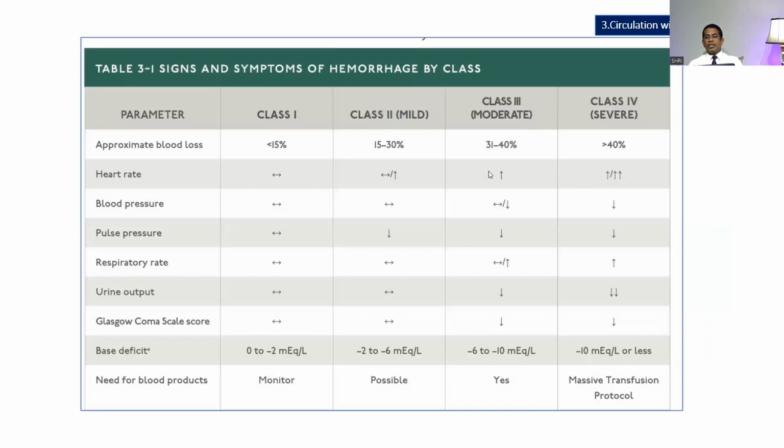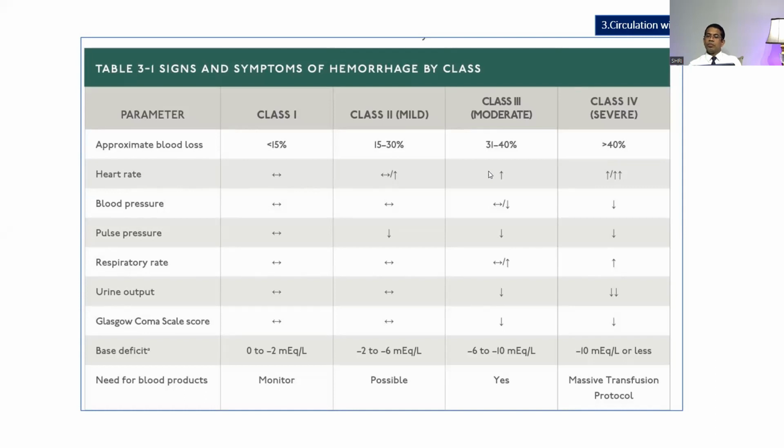Okay, this is how you define the classes of shock. You know by your final MBBS knowledge, there are 4 classes of shock: mild, moderate, severe, and the class 1 in addition. If you have bleeding of more than 40%, you are in class 4 shock. Class 4 and class 3 shock are very important in our emergency department because we are dealing with bad people.